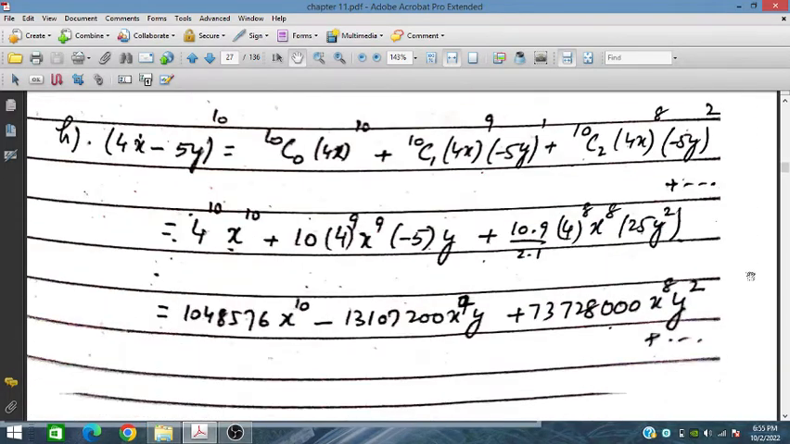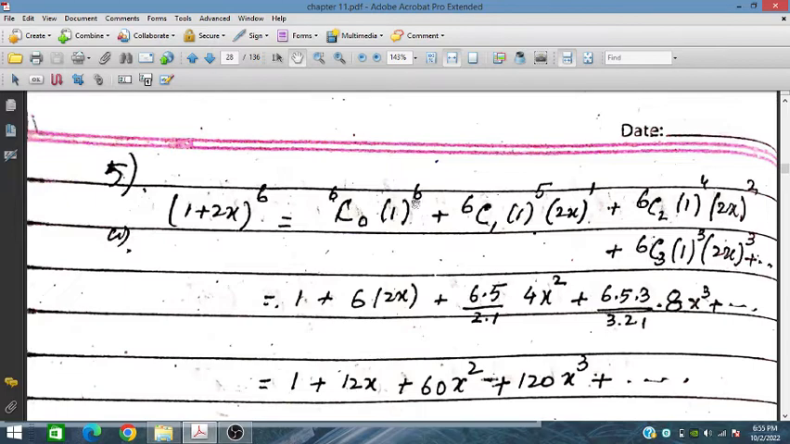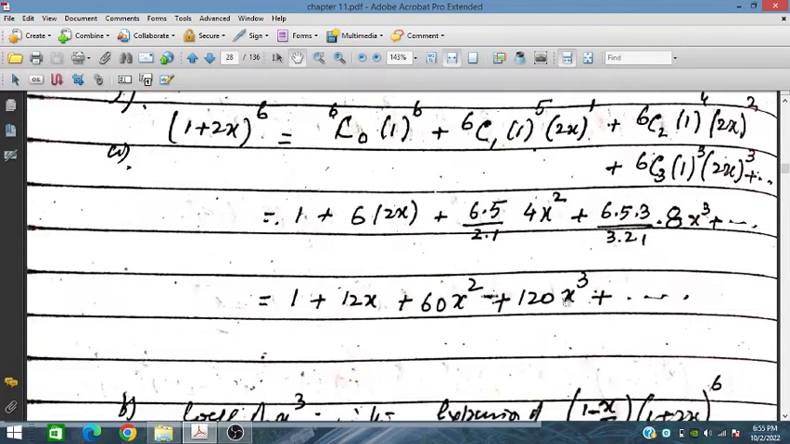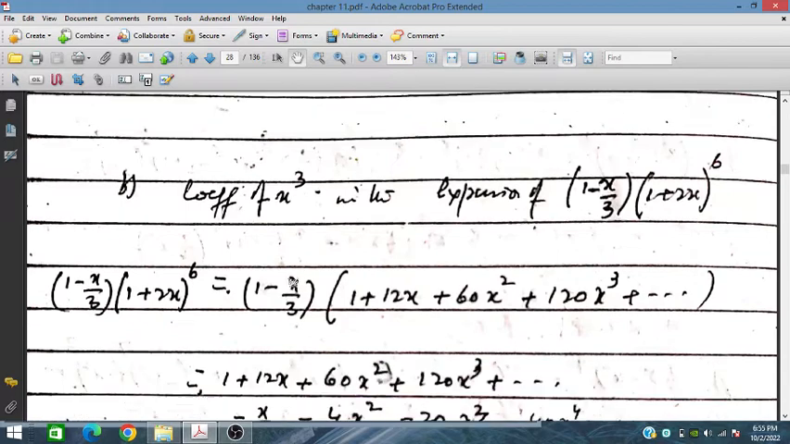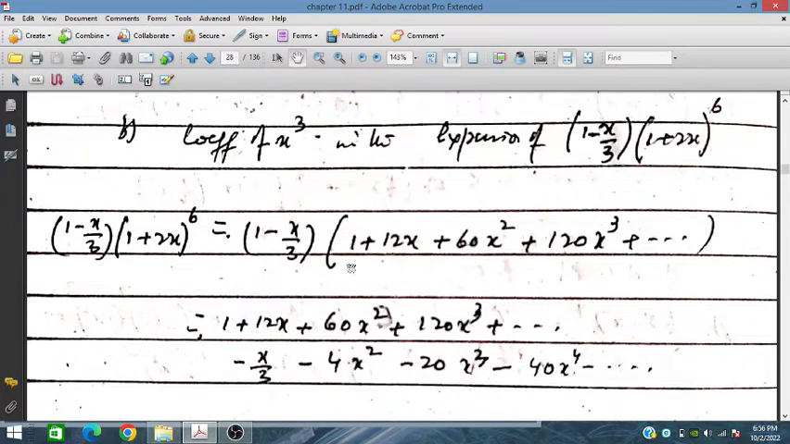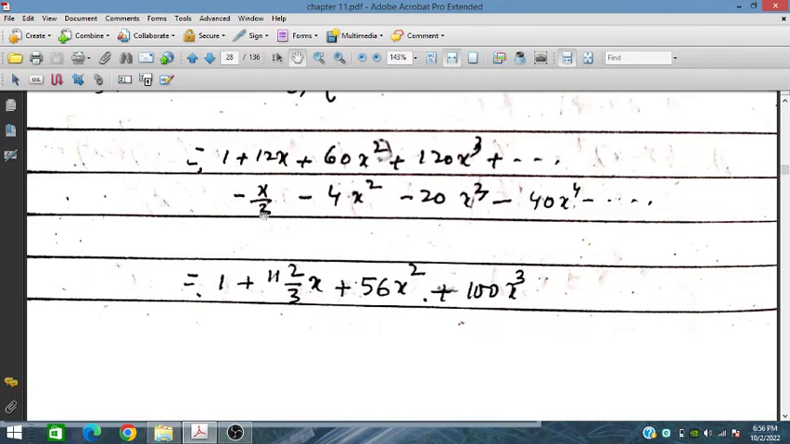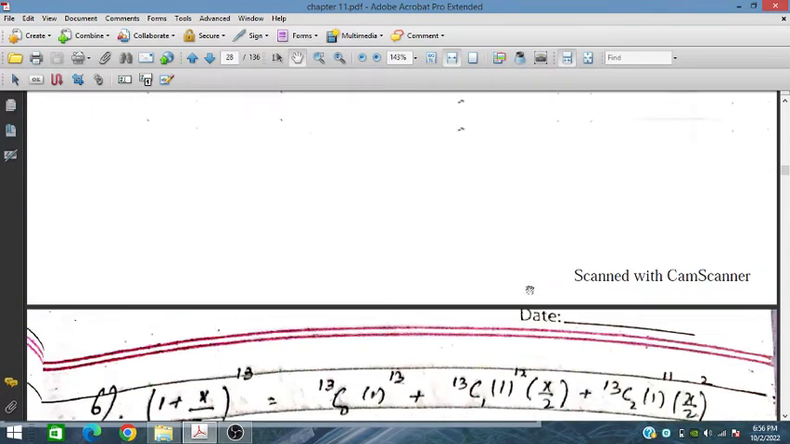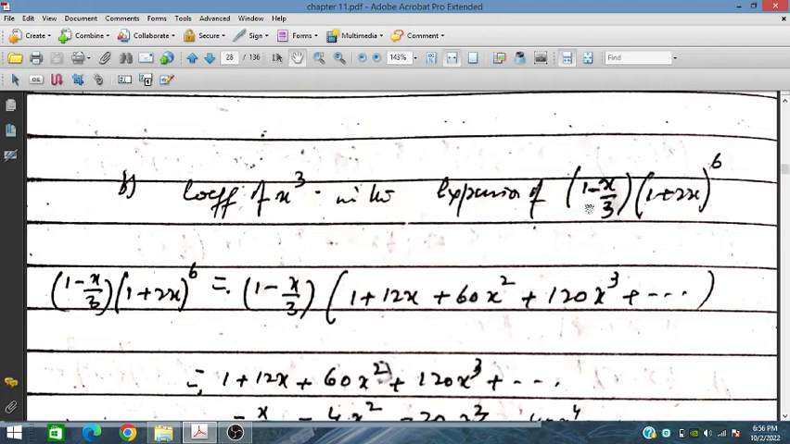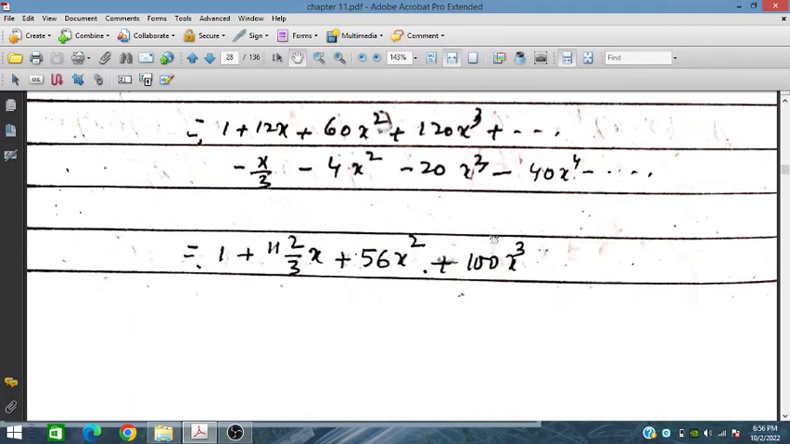This is question number 5. We expand this to obtain this value, and we will use it here and find the coefficient of this. So we have obtained this by multiplying this one and then this one to obtain this expression, and then we combine like terms. So we have obtained this. Similarly, the coefficient of x power 3 in the expansion of this is this.